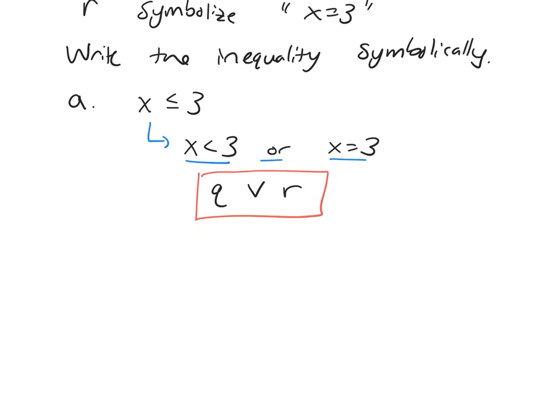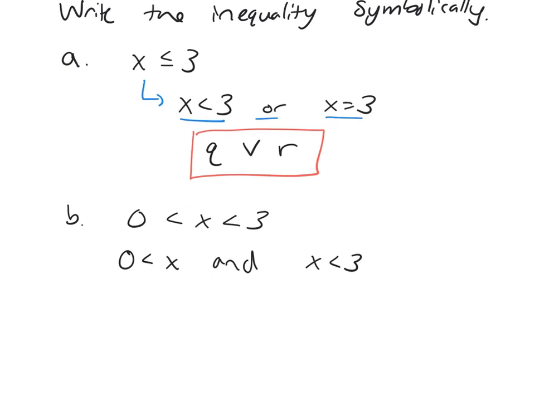All right, let's write this next inequality, B. 0 is less than x is less than 3. So this would be a compound statement, and the connector here is going to be and. So you can write this as 0 is less than x and x is less than 3. And again, you're going to dissect it piece by piece. 0 is less than x, that was p. And then there's an and. And then x is less than 3, that was q. And here's the inequality symbolically.